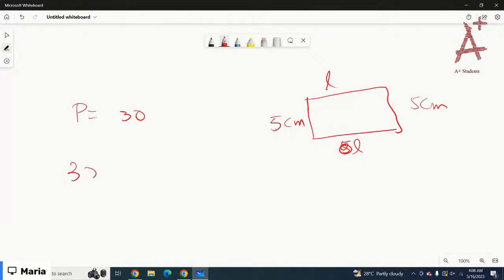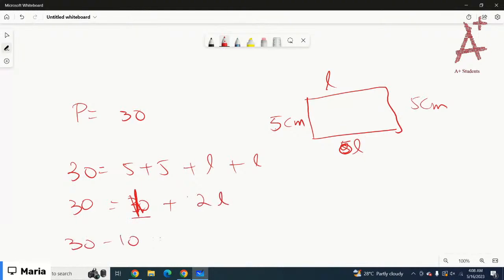Just add. It would be 30 equals 5 plus 5 plus L plus L. So 5 plus 5 is 10 and L plus L is 2L. Move 10 to the other side, then it would be subtracted. 30 minus 10 equals 2L. It would be 20 equals 2L. You need to find the value of L. Just divide both sides by 2.